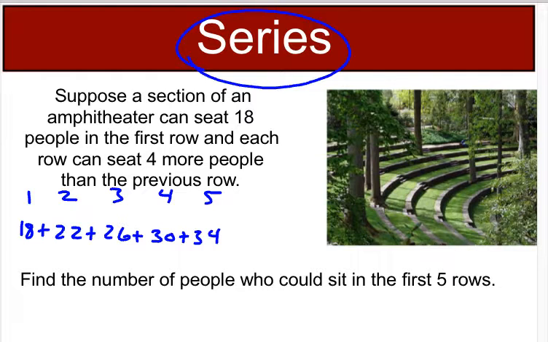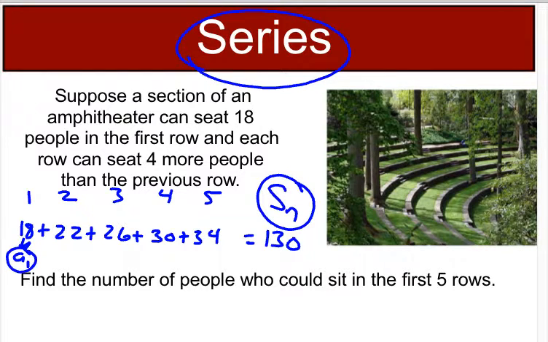So for this particular series, adding up these first 5 rows, we get a total of 130. The total is what we call S sub n. That's the sum of a series. A couple other things. Your first term is still a sub 1. Okay? Second term, our 22, would be a sub 2, a sub 3, so on and so forth.